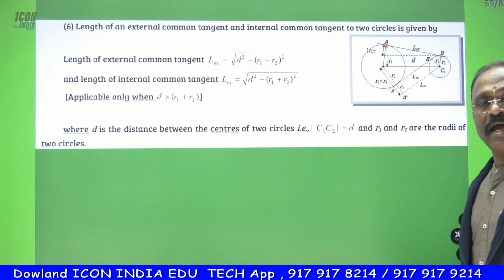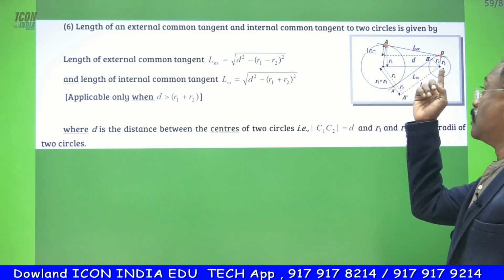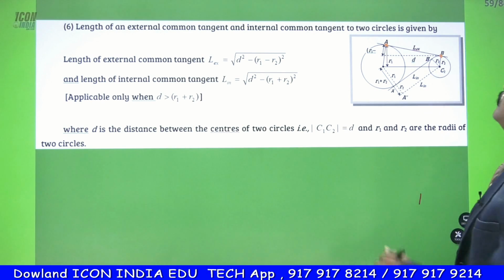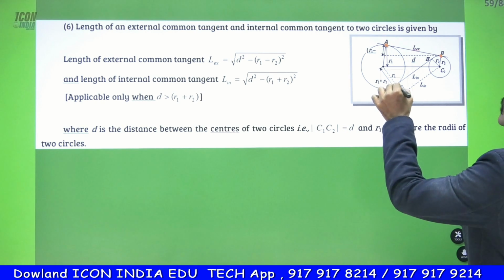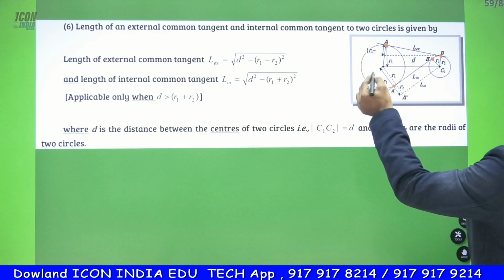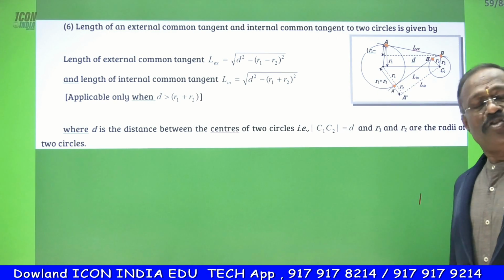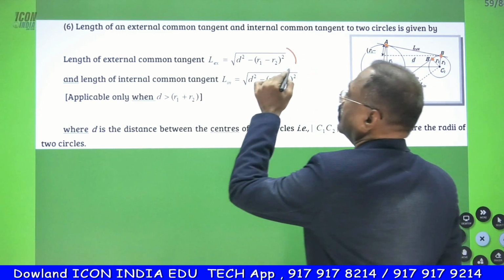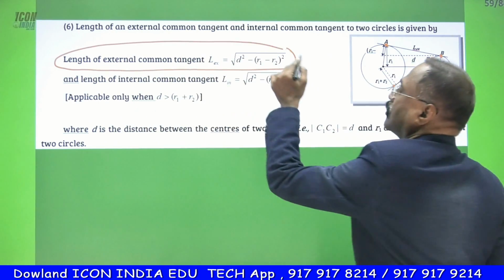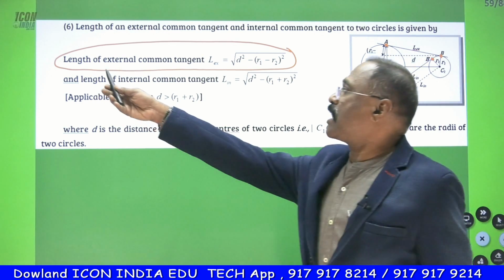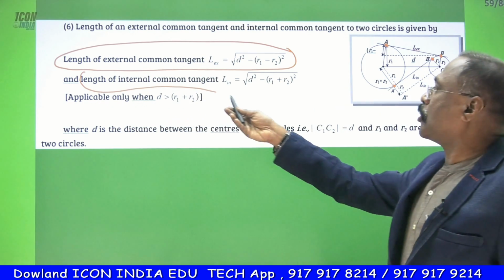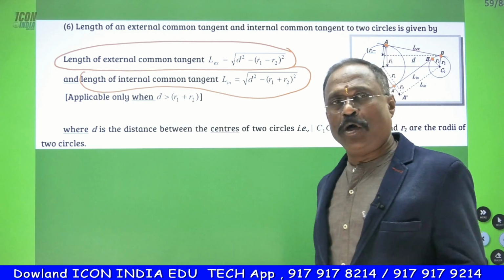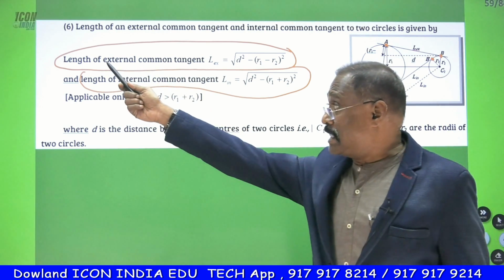How do we say that? It is a direct common tangent if the two circles are lying on the same side of the common tangent. And if the two circles are lying on either side of the common tangent, then it is said to be the indirect common tangent or transverse common tangent. The length of the direct common tangent is root over d square minus of (r1 minus r2) whole square, and the length of the internal common tangent, or you can say indirect common tangent or transverse common tangent. There are three different names: length of the internal common tangent, length of the indirect common tangent.